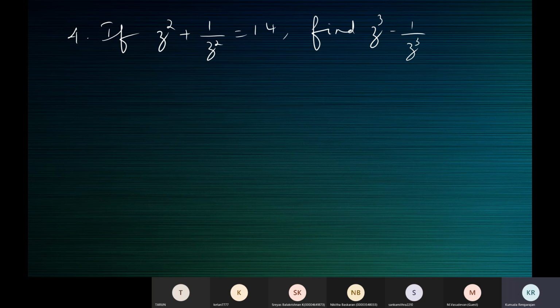So what's the value of z plus 1 by z? Because you need to find not z plus 1 by z, but z minus 1 by z. We need to find the value of z minus 1 by z in order to find the value of z cubed minus 1 by z cubed.